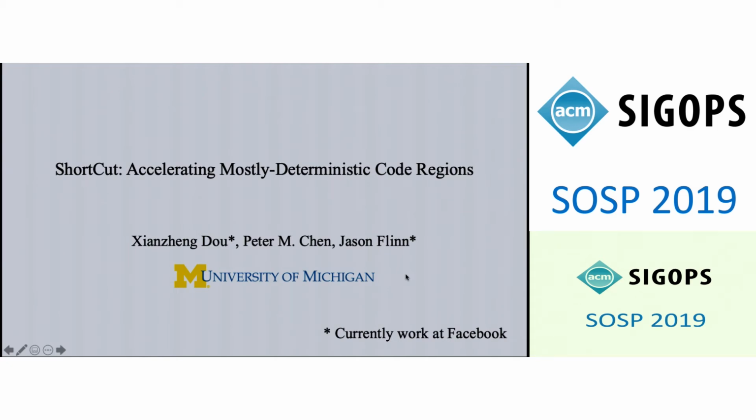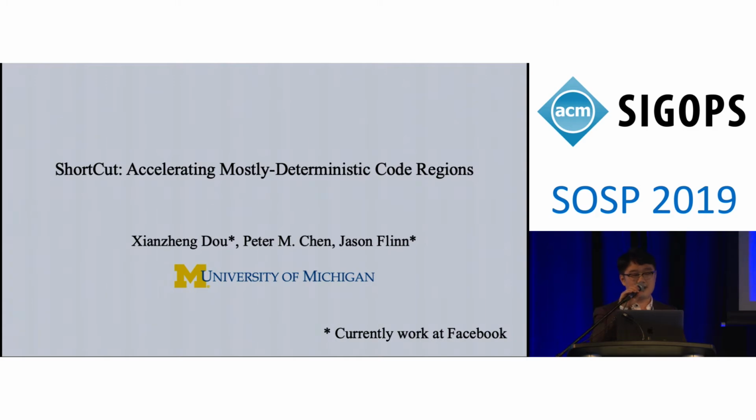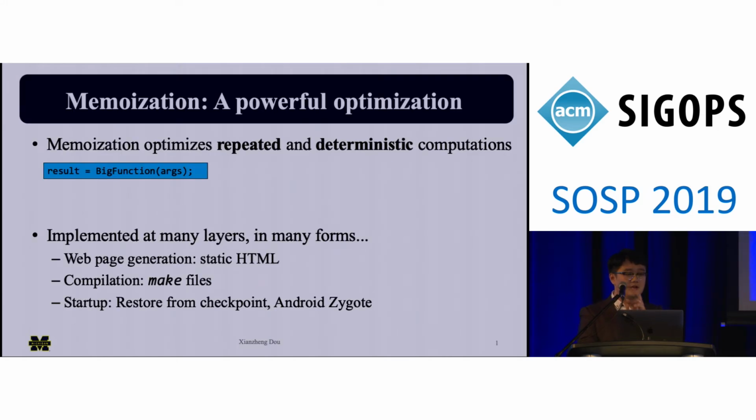Hello, everyone. So today, I'm going to talk about how we use partial memoization for accelerating mostly deterministic code regions. To begin with, as you may know, memoization is a powerful optimization for repeated and deterministic computations.